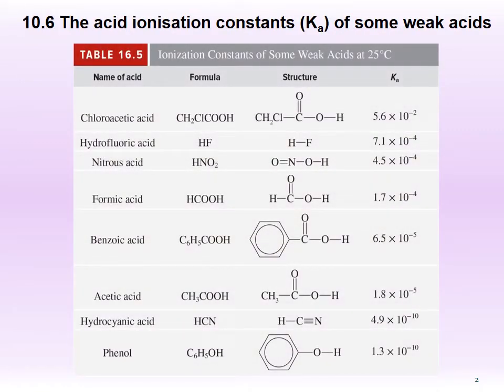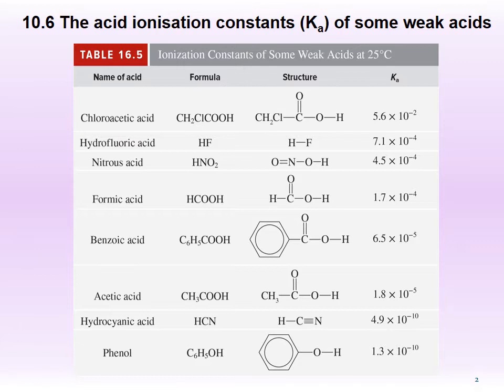Here are some acid ionization constants, Ka, of some weak acids. Their Ka values are all less than 1. You are not required to memorize them. Notice among these weak acids are the carboxylic acids, chloroacetic acid or chloroethanoic acid, formic acid or methanoic acid, benzoic acid, and acetic acid or ethanoic acid.